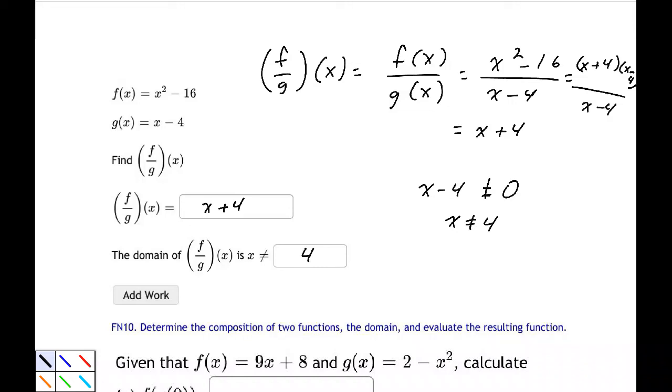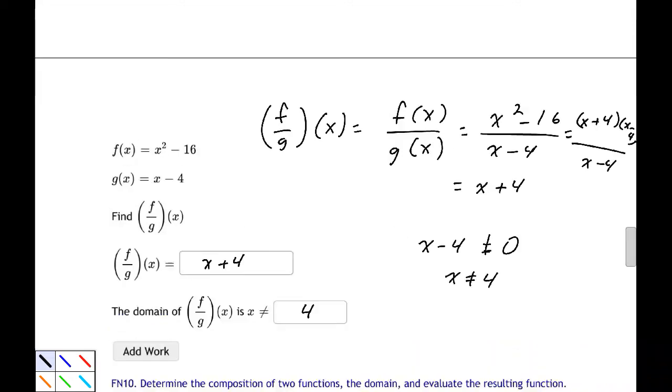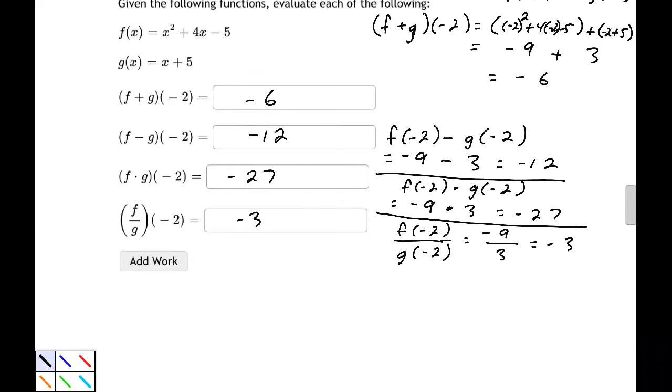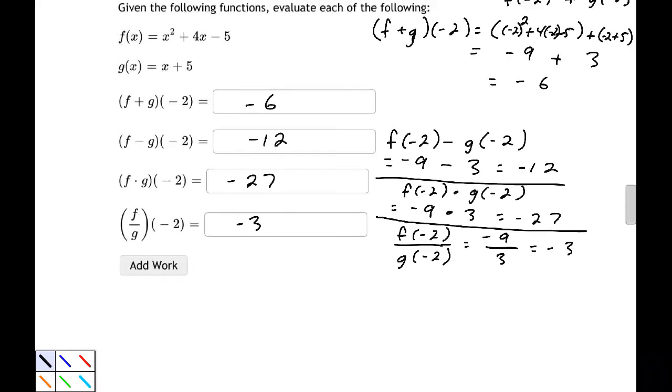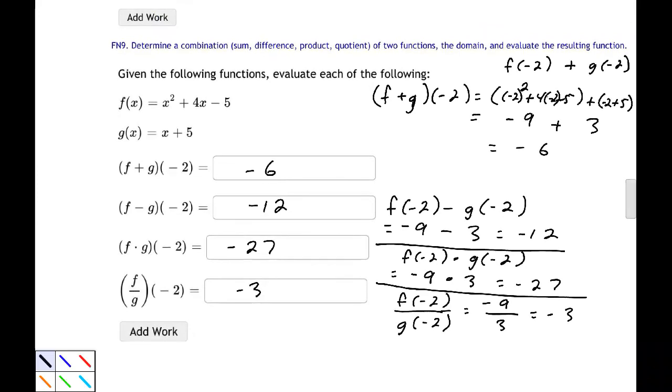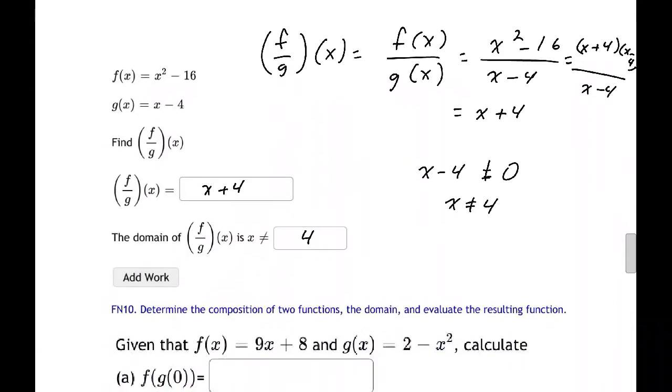And that covers FN9, evaluating a combination of functions and also finding the domain and finding the function. So we've actually just found the combination where we divided. We found the domain of that because that's domain restriction. And then in the last question, we evaluated for all four of those: addition, also called a sum, the difference, the product, and the quotient. So that covers that objective.